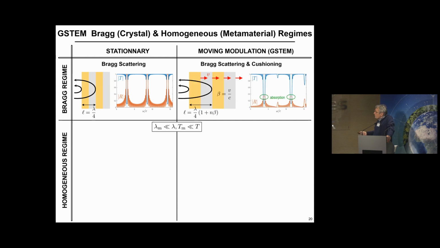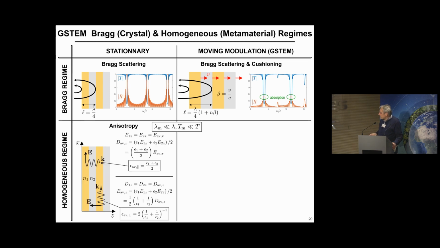Now, if you have a moving modulation, this Bragg condition is altered by the velocity of the structure, and you can have in the stop band a reflection that is smaller than one or larger than one, depending on whether you are co-moving or contra-moving. You have then a cushioning effect or a smashing effect, if you want to take a tennis analogy. Okay, so you have an active system.